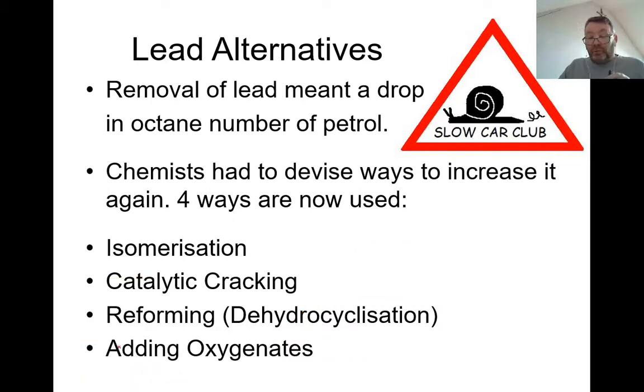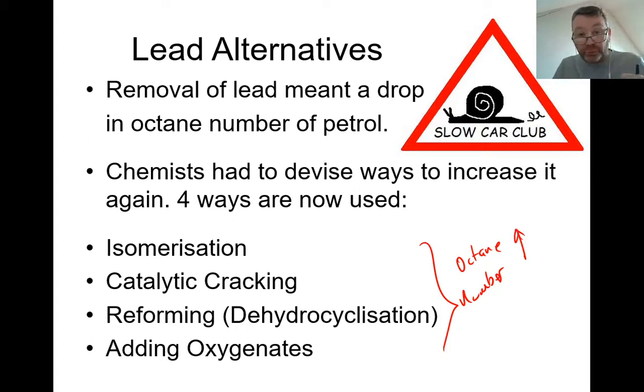Okay, so there's the 4 ways that we increase the octane number. Isomerization, catalytic cracking, dehydrocyclization, and adding oxygenates. Make sure you understand these 4 terms, but they will bring the octane number from something quite low and miserable up to something quite high and useful. So keep those 4 ideas, and that's what chemists now do with petrol fractions. They isomerize them, or they catalytically crack them, or they dehydrocyclize them, or they add oxygenates to them.